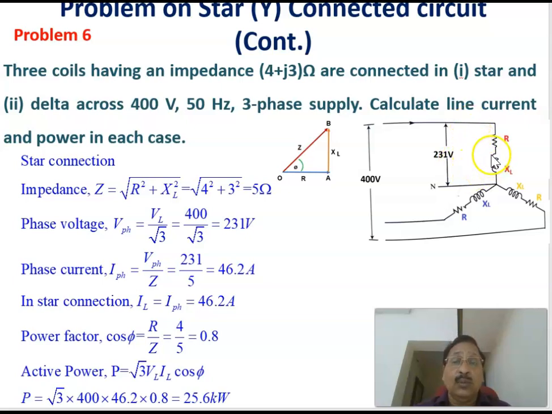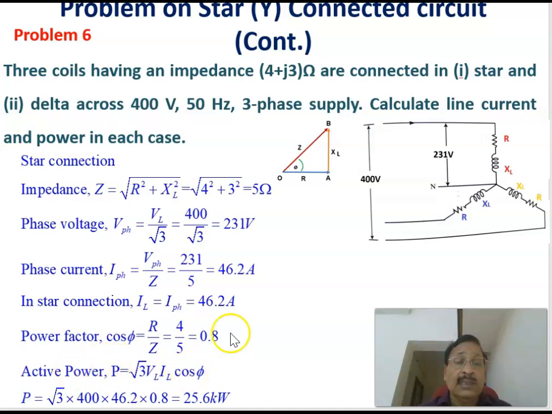Then you can calculate the phase current, which is the same as the line current. Therefore, I phase equals V phase divided by Z, 231 divided by 5, 46.2 amperes. In the star connection, the phase current is the same as the line current. Therefore, line current equals 46.2 amperes. Next, you have to calculate the power factor. Power factor is given by cos phi equals R by Z. R equals 4 ohms, Z equals 5 ohms. Therefore, 4 by 5, 0.8.